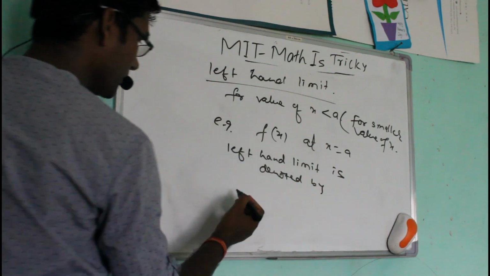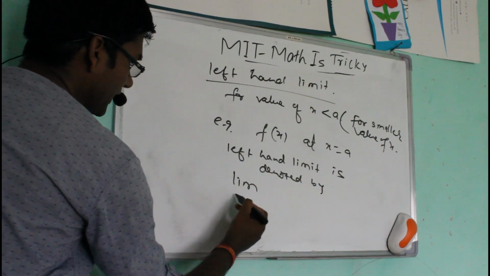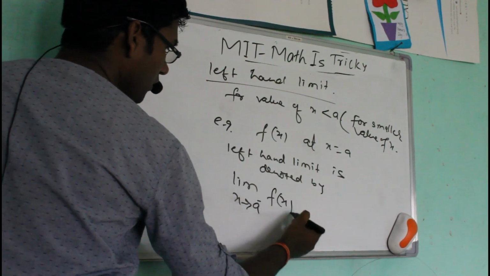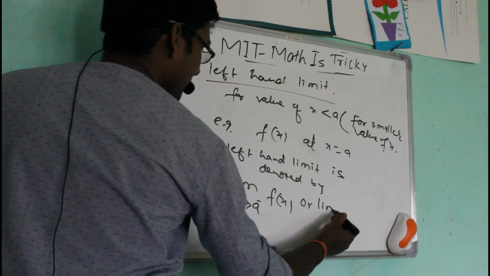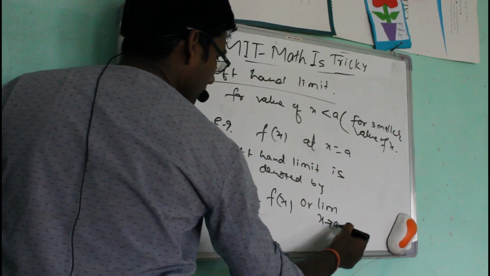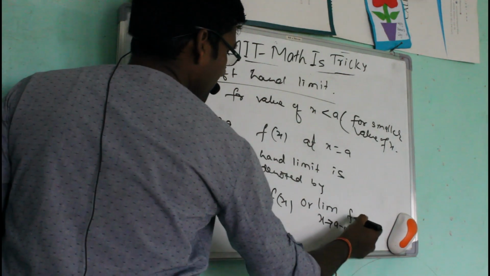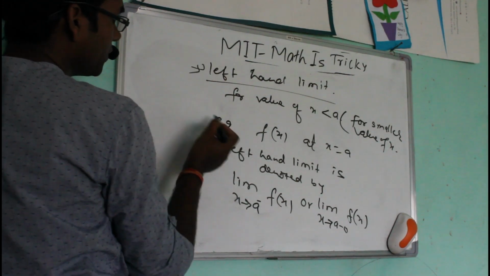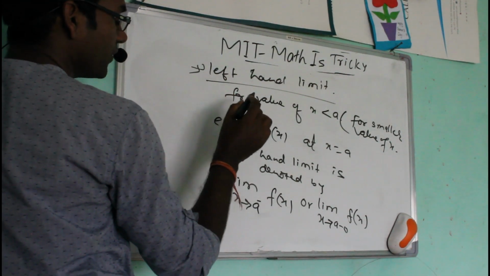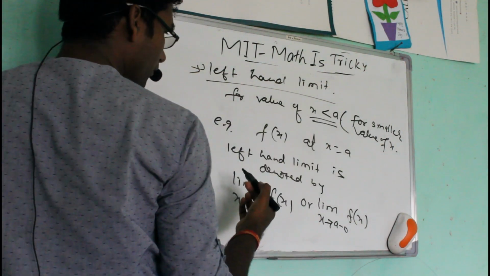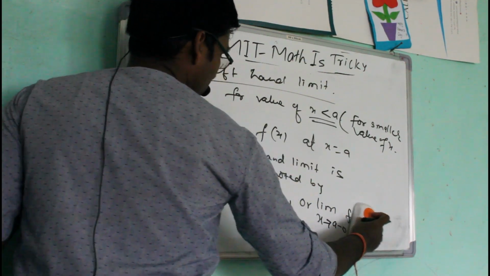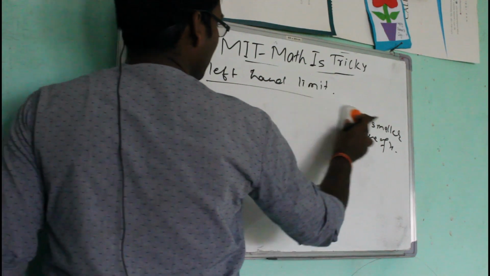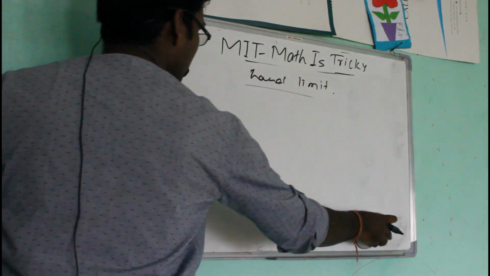denoted by, see here the symbol is limit x tends to a. As it is left, we write a minus, and then f(x). The other symbol is limit x tends to a minus 0 of f(x). This is the notation for left hand limit. In case of left hand limit, we always choose the function which is defined for a smaller value of x. I'll be making this clear with problems. Let me first explain what is left hand limit and right hand limit.